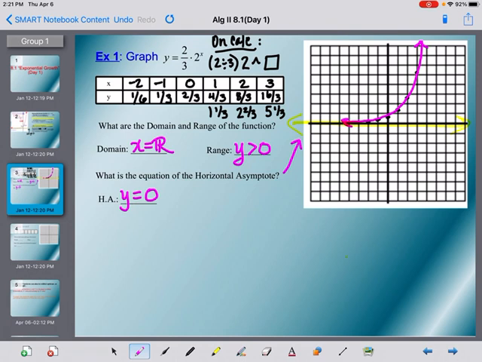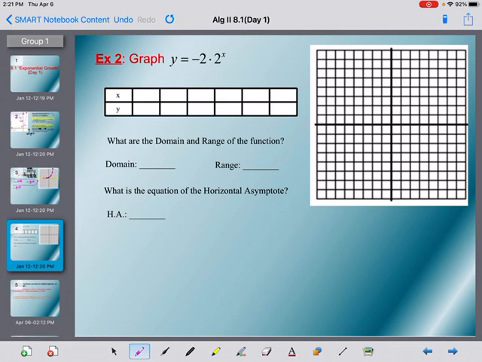All right, let's take a look at example 2. In example 2, I have y equals -2 times 2 to the x power. So notice that this time the a value in the front is -2. So this -2 right here flips the graph over the x-axis. So instead of it going up as our x values get bigger, it's going to plunge down. So it's like an x-axis reflection.